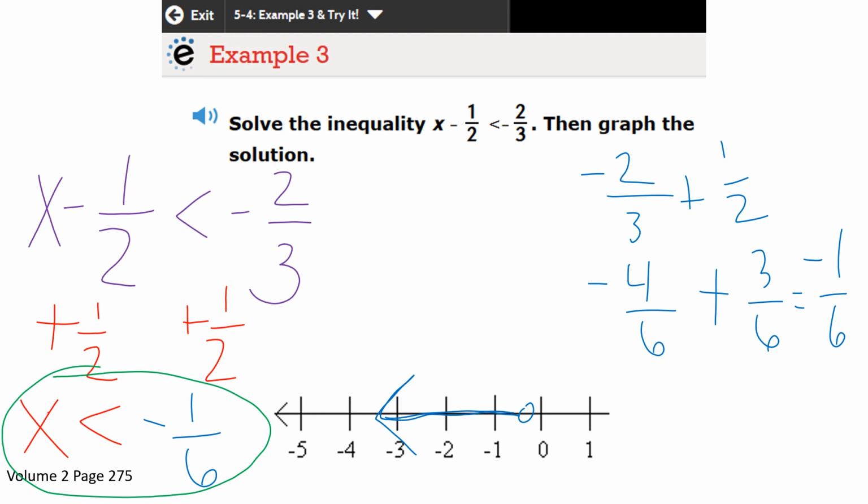So that means negative 5 could work, negative 10 could work, negative 1 billion could work. And we can check. Let's say negative 1 billion. Well, if x is negative 1 billion, negative 1 billion minus 1/2 is negative 1 billion 0.5. That's definitely less than the negative 2/3. So it makes sense that this inequality is pointing to the left.